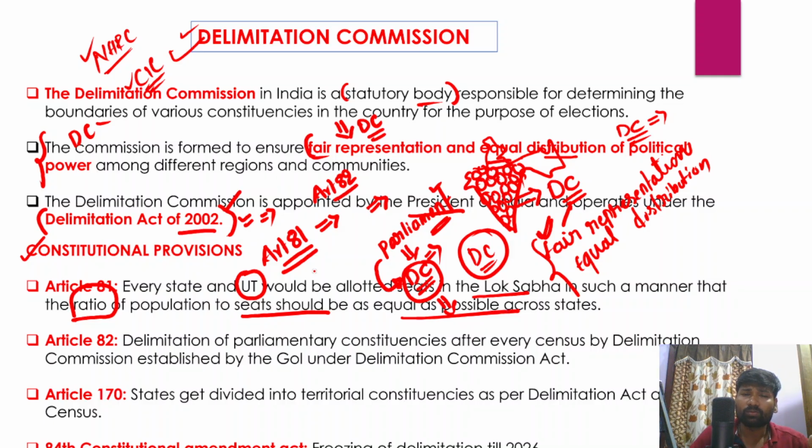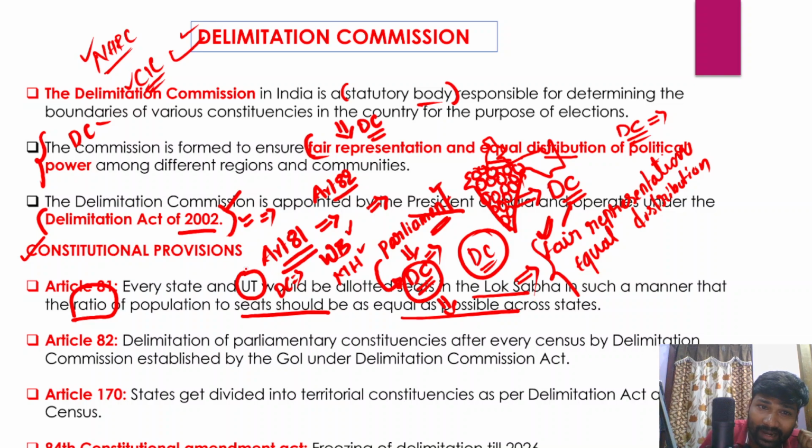So seats would be given. For example, there's a state of West Bengal, a state of Maharashtra. So the state of West Bengal and the state of Maharashtra would have different numbers of constituencies. This delimitation commission would allocate those many constituencies to these different states based on population, right? So ensure that each constituency has almost equal population, and only then will it result in fair representation and equal distribution of political power across different population groups in India.